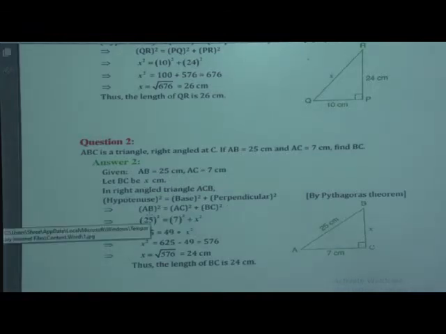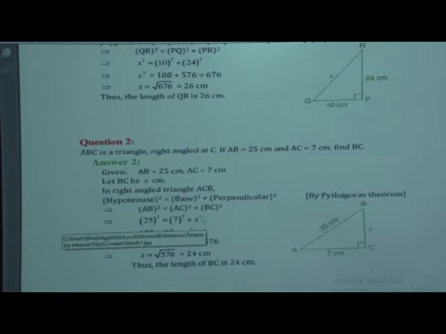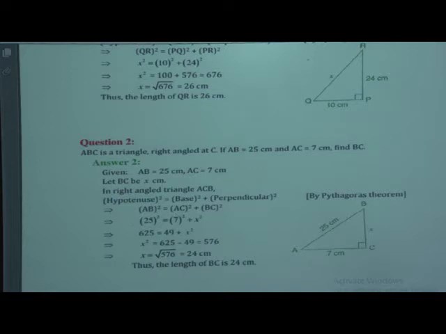We know the length of AB is already given to us as 25 centimeter. So we write 25 square is equal to AC square, which is 7 square, plus we have to find BC square, so we write x square. Now this equation is very easy to solve. So first, what will we do?